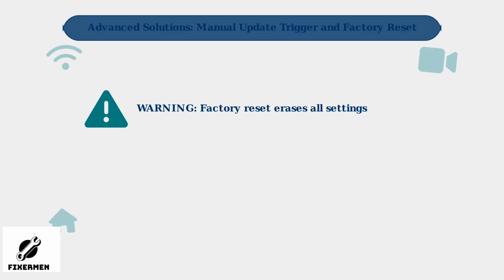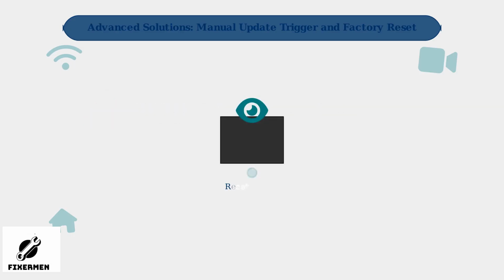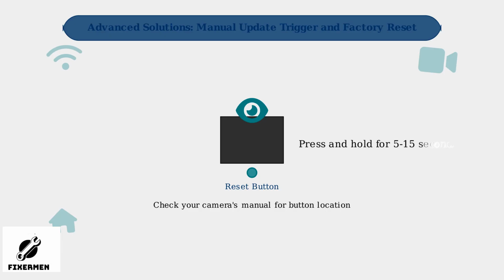Be aware that this will erase all your camera's current settings, including Wi-Fi connections and custom configurations. You'll need to set up the camera from scratch afterward, so have your Google account details and Wi-Fi information ready. To perform a factory reset, first locate the reset button on your Nest Cam. The location varies by model, so consult your camera's manual for the exact position. Once you've found the button, press and hold it for the duration specified in your manual, which is typically 5 to 15 seconds depending on the model. The camera will restart and enter setup mode.